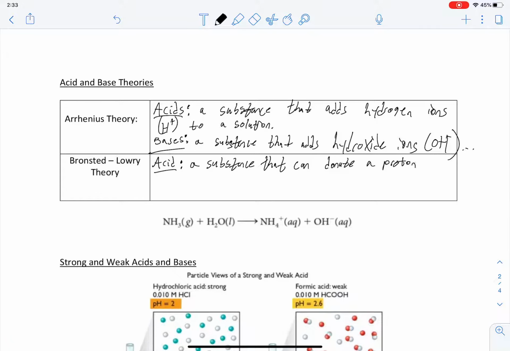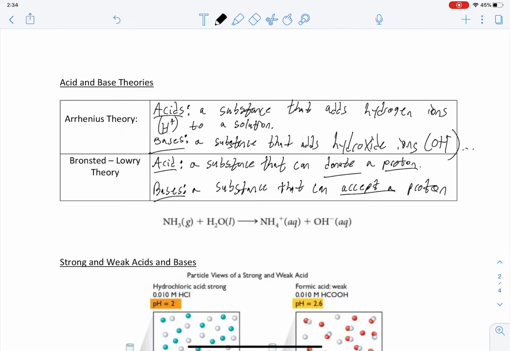So a proton is just a hydrogen ion, right? So really the acid definition is the same. It's just we're saying a proton instead of hydrogen. Tomato, tomato. It really kind of clears up our base definition, though, where acid doesn't change so much. So a base, according to Bronsted and Lowry theory, is a substance that can accept a proton. So one is giving, one is donating.